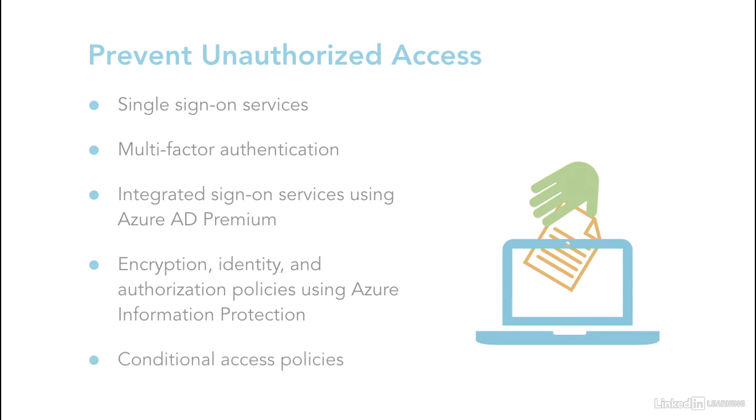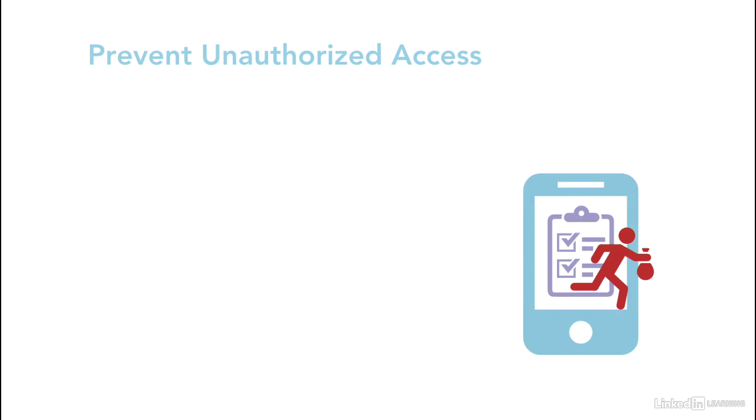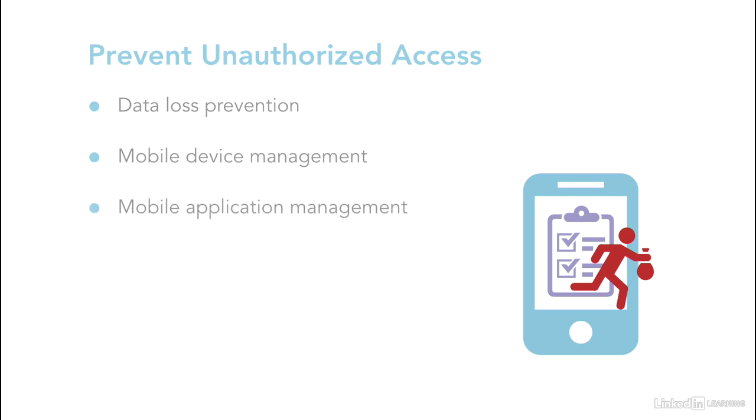And finally, you can use conditional access policies, which can control user access according to attributes such as device configuration, location, and group membership. You can also implement data loss prevention, which will help identify and monitor sensitive information within your Office 365 tenant. Mobile device management using the Office 365 MDM or Microsoft Intune to control access and implement security policies. And mobile application management or MAM in Microsoft Intune to control and manage how users are able to work with applications.